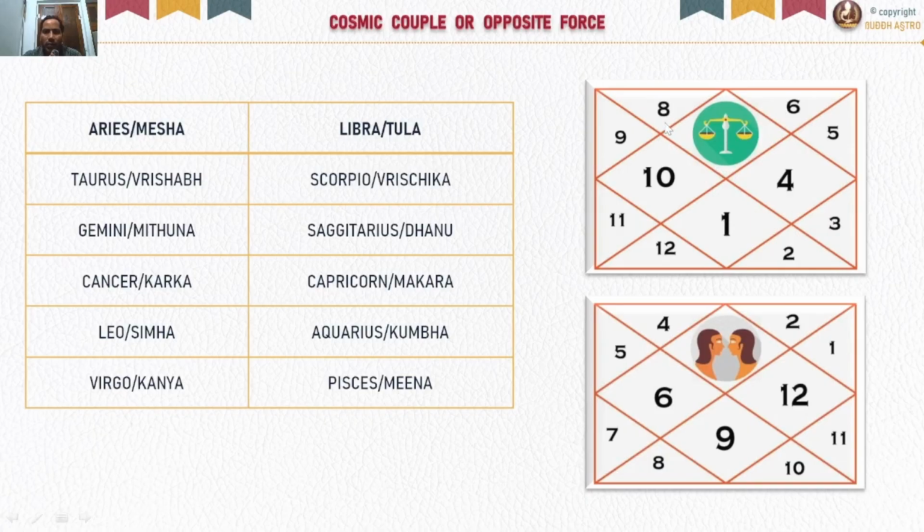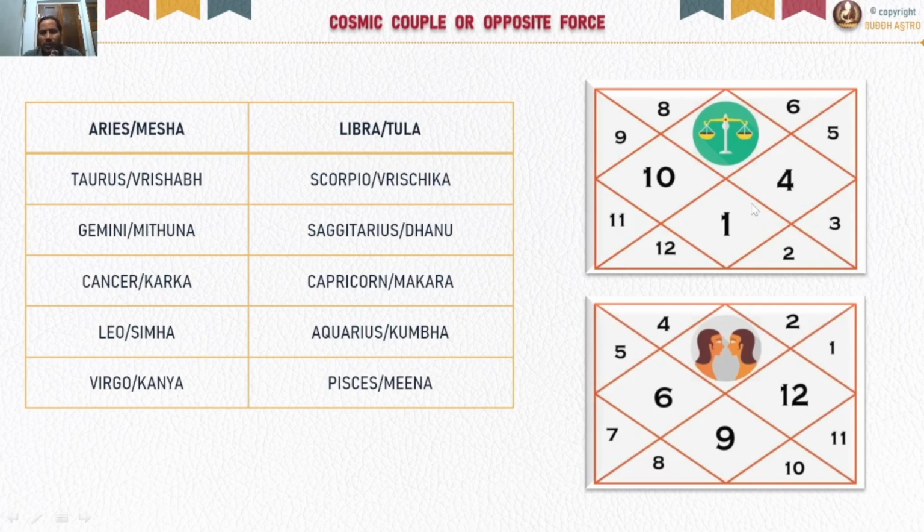Similarly, if the Scorpio sign is falling in the second house, then the opposite of it will always be the Taurus sign, that is the 2 number. So these are the couple or opposite force. Similarly, the third house has the Sagittarius sign, so it will be opposed by the Gemini sign. They will be opposite to each other. So these are the cosmic couple.